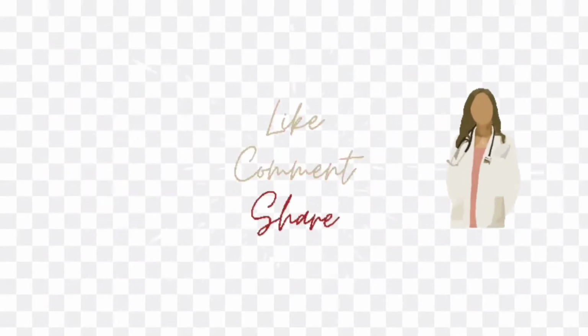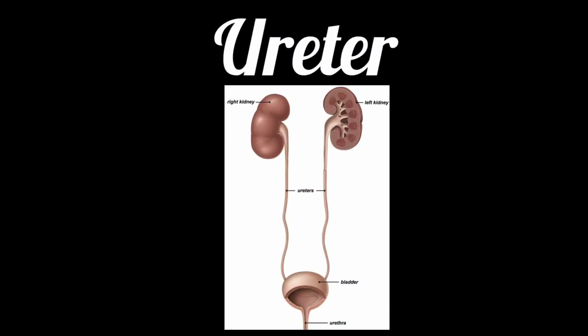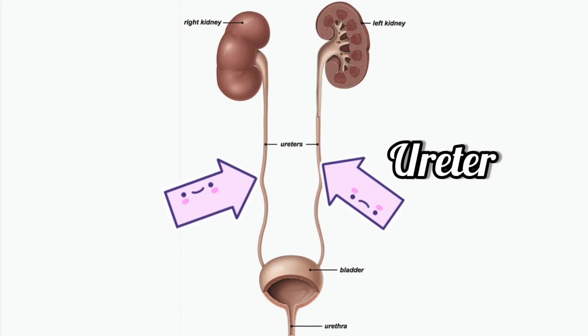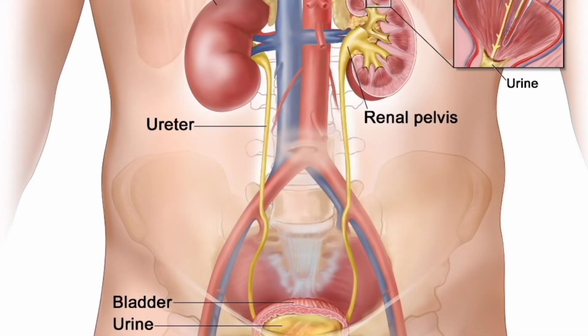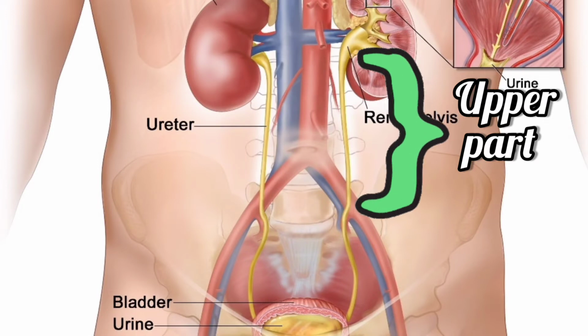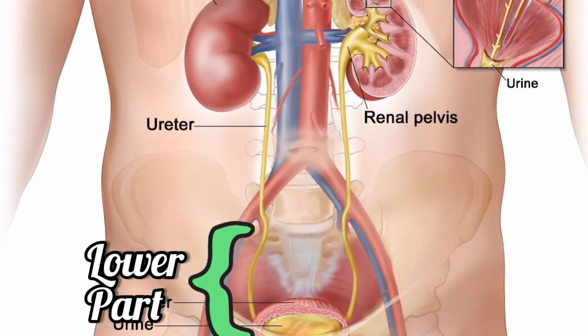Tanya Hashik. In this video, we will discuss the anatomy of the ureter. The ureter is a pair of narrow, thick-walled muscular tubes which carry urine from the kidney to the urinary bladder. The upper part of the ureter lies in the posterior abdominal wall, whereas the lower part of the ureter lies in the lateral pelvic wall.